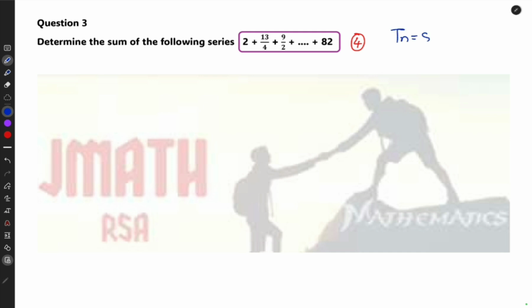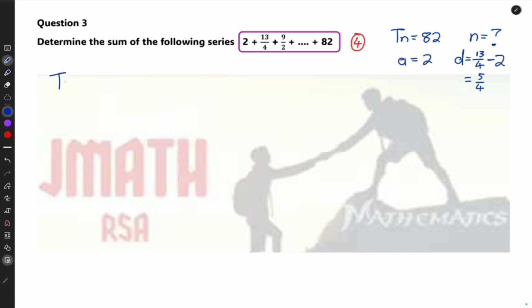I know that Tn is going to be equal to 82 in order to work out what n is. A is going to be 2, and then d, they're trying to trick me, but I can just say 13 over 4 minus 2. So always right minus left. Term 2 minus term 1, and that would give me 5 over 4.